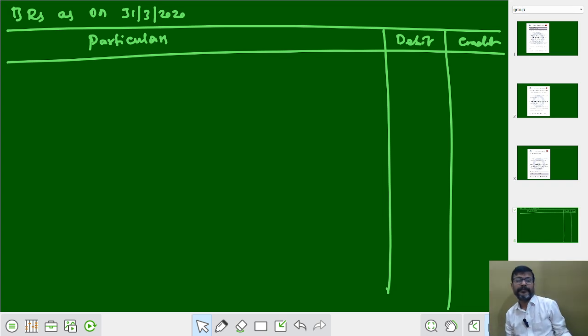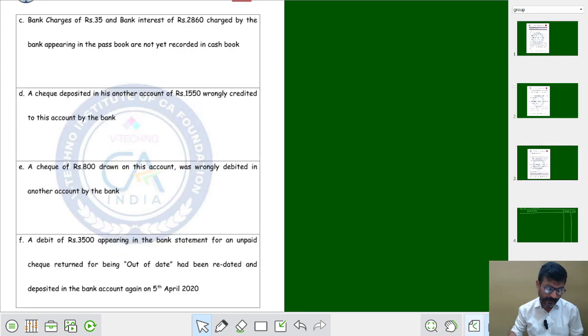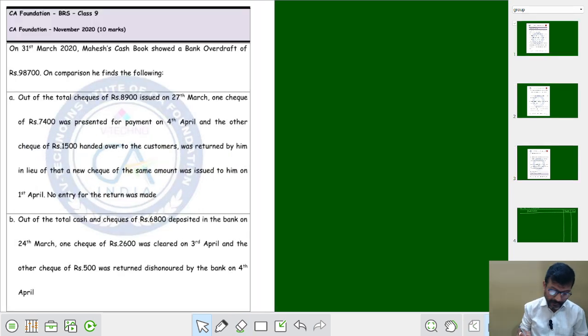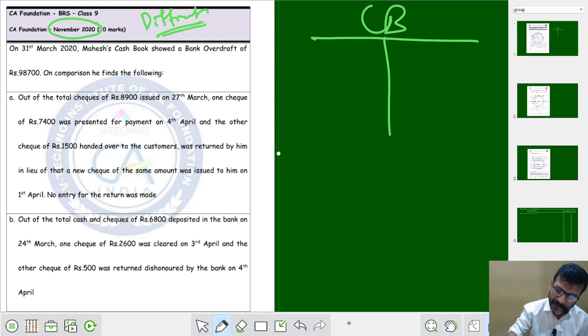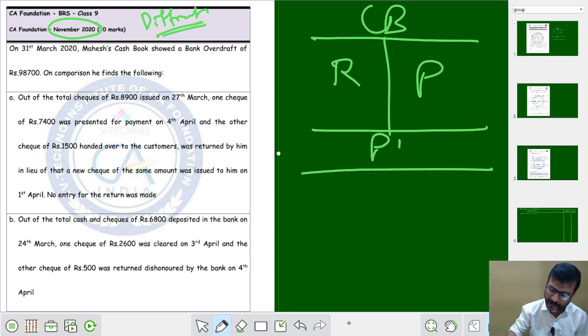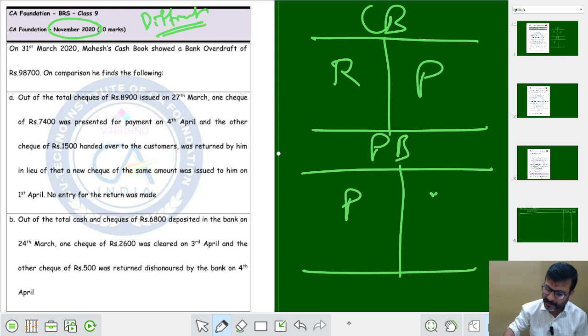Hello, my dear kids. Let us move on to the class 9 of the BRS problem. This question was asked in CA Foundation, in November 2020. A very difficult problem. It's not so easy to understand. Before that, let me tell you, whenever you are going for BRS, in the cash book the debit side has receipts and the credit side has payments. In the passbook, the debit side has payments and the credit side has receipts. Really I tell you, it's a little bit difficult problem.